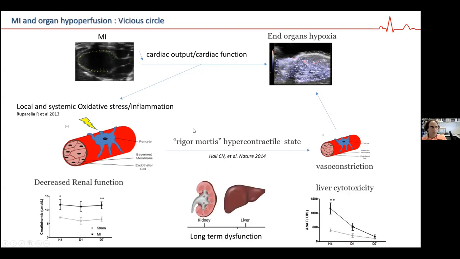That's probably why this hypoxia is acute, but lasts for at least one or two days, and that's probably why you observe long-term dysfunction, for example, decreased renal function or liver cytotoxicity in the long term. So we need to be sure what's going on with long-term dysfunction in kidney and liver.